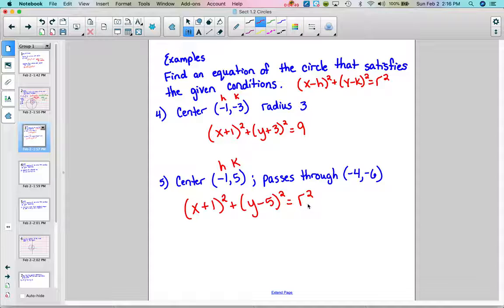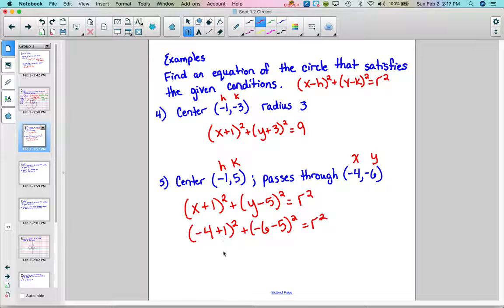So what I can do, since it passes through this point, that means this is on the circle, which means this value for x and this value for y have to make the equation true. So I'm going to substitute in -4 for x and -6 for y, and then solve for r squared.